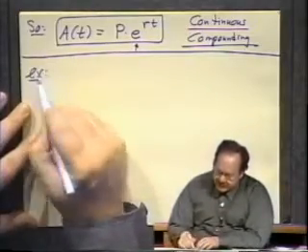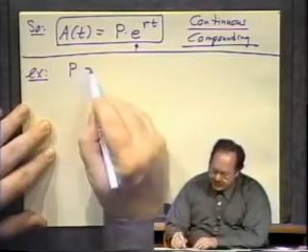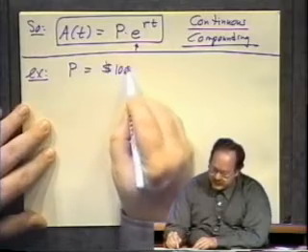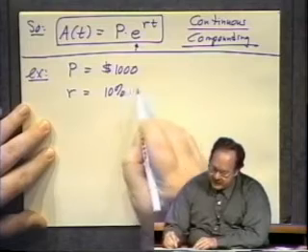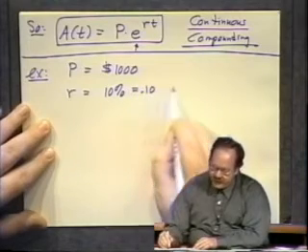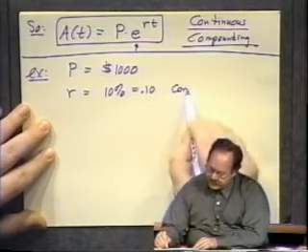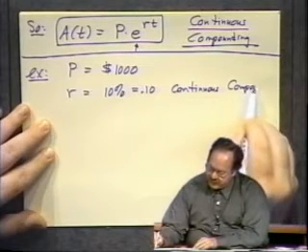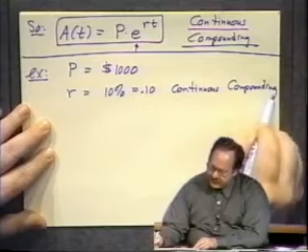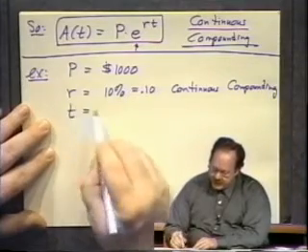Let me give a quick example here. Suppose your principal is $1,000, your initial principal. Suppose the rate is 10%, and remember that equals 0.10, and this will be continuous compounding. That tells me what the model is. And let's suppose the time period is 1 year.